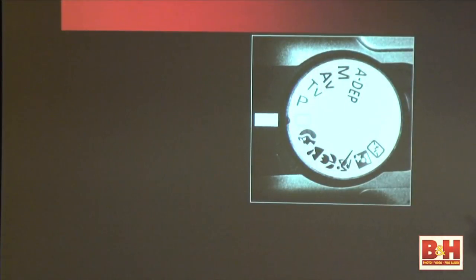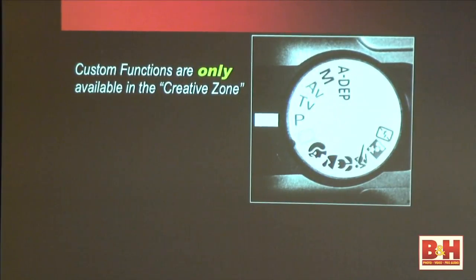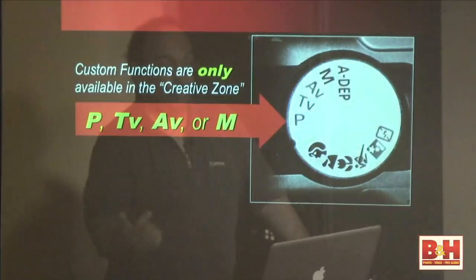Starting with some of the basics on custom functions. If your camera has a mode dial that looks like that with a green zone, you can't use it for custom functions. If you want to start working with custom functions, you've got to be in one of the so-called creative zone modes. That means program, shutter priority, which is the TV setting. It doesn't mean television, it means time value or shutter priority in Canon language. Aperture priority or manual. End of story. You can't be in the portrait mode or the landscape mode or the green zone or whatever. Any custom functions you set in one of these modes, if you then were to turn the camera to the green zone or whatever, those functions are ignored.